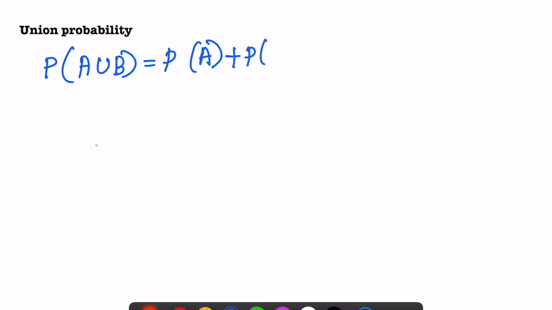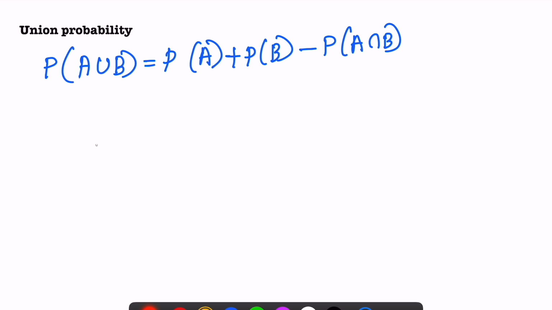Now let's see union probability. So we know the union probability formula, right? Probability of A union B is probability of A plus probability of B minus probability of A intersection B.